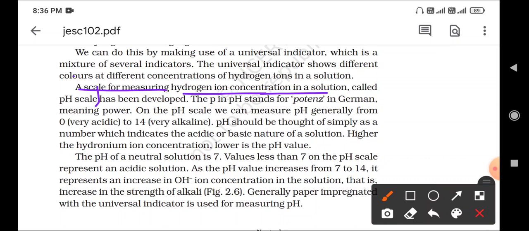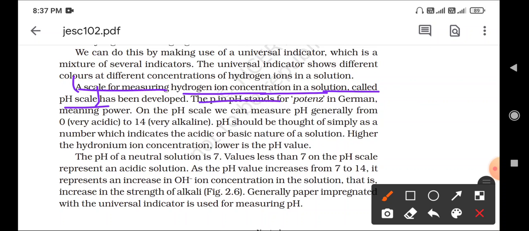What is the pH scale? One more question. A scale for measuring hydrogen ion concentration in a solution is called the pH scale. Very important. You can write here: the measuring of hydrogen ion concentration in a solution is called the pH scale.